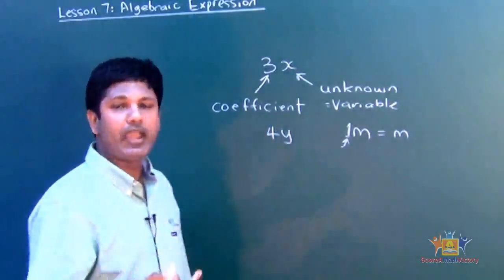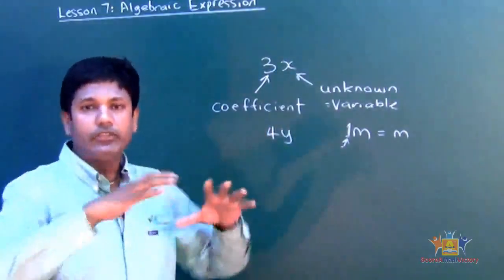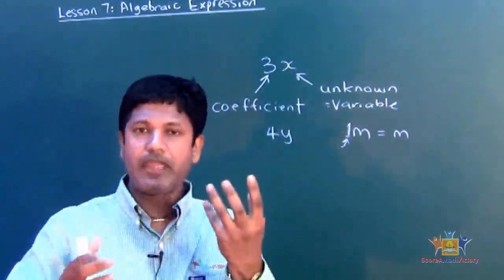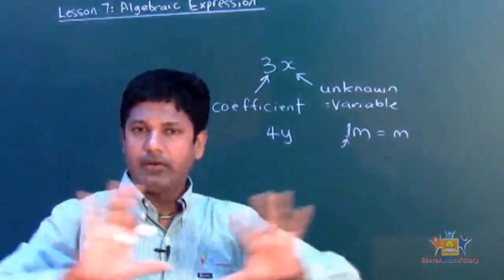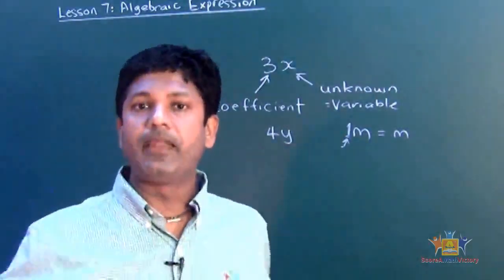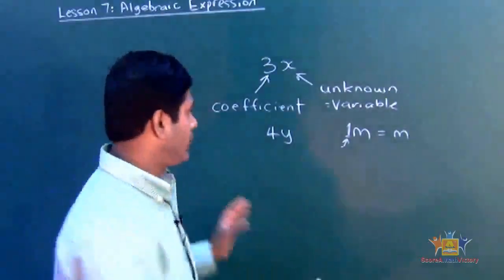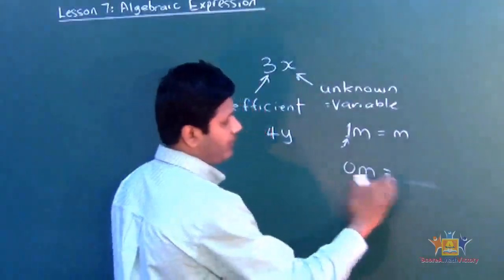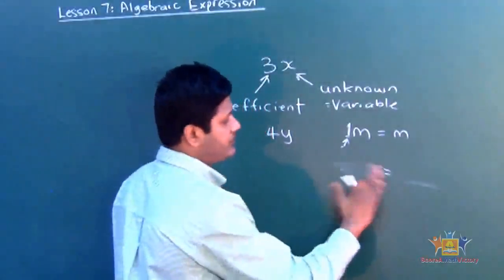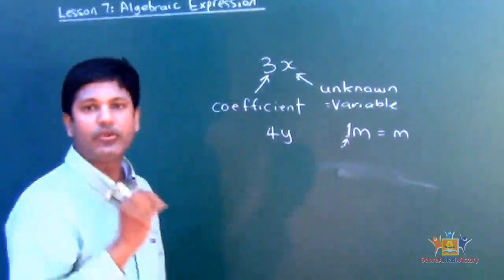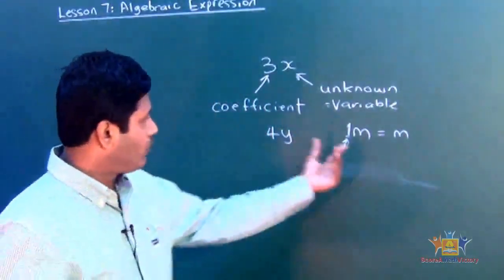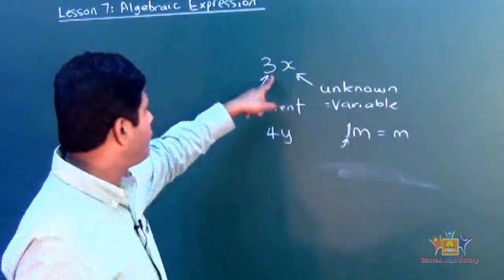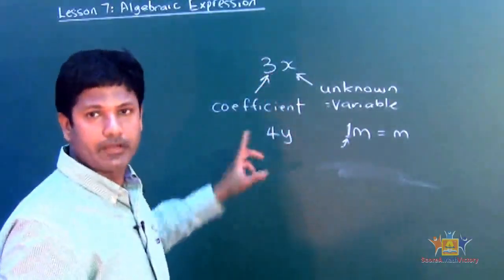Now what about 0m? 0m is 0. You don't express 0m. There's no such thing as 0m. If it's 0m, it's just 0. That's nothing, so you don't have to express anything. Just leave it blank. It's empty. You express 1m as m. Anything with a coefficient other than 1, you have to write down the number, the coefficient. You have to express that.